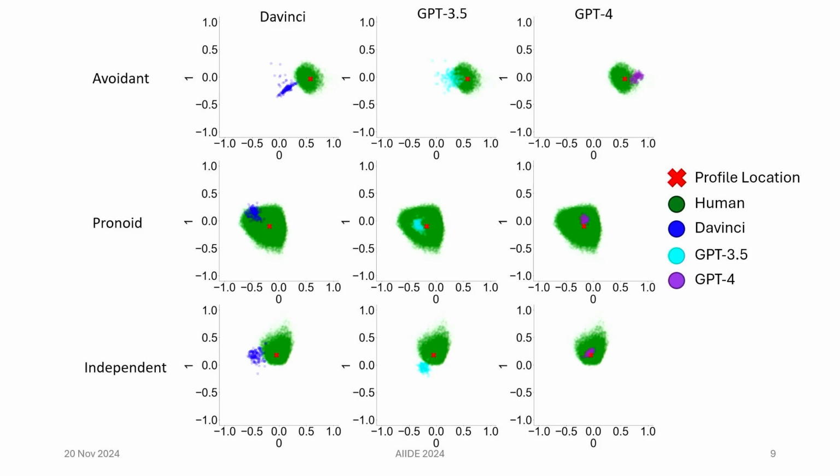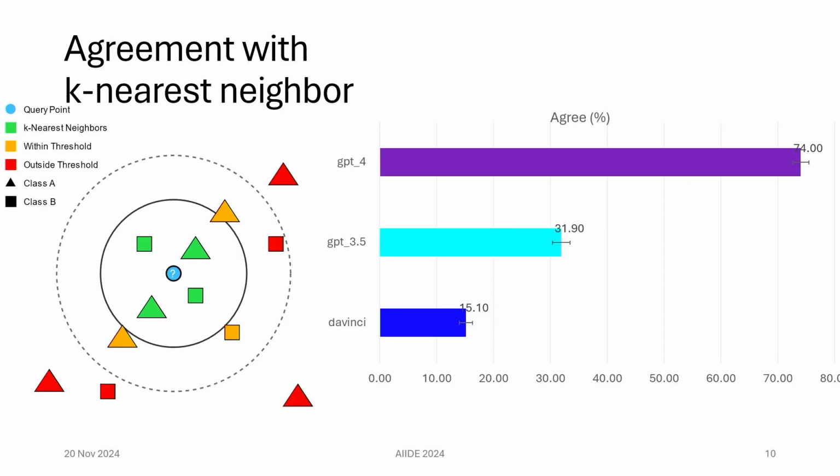And as you can see, going from left to right, it's a different generation, adding more parameters to the model. You can see that the synthetic data are slowly moving over to being on top of the human data, to now overlapping with the actual profile location. So again, this visually represents what we're looking for, but now we need to quantify this.